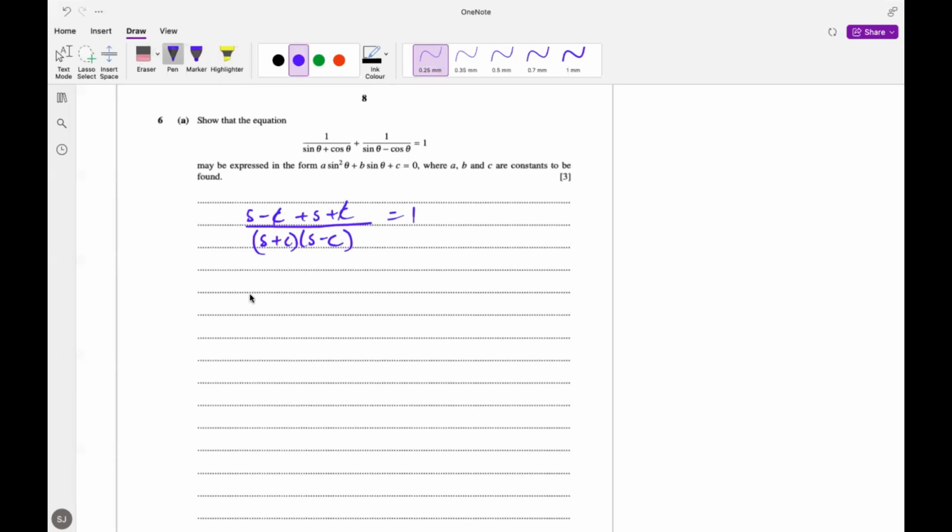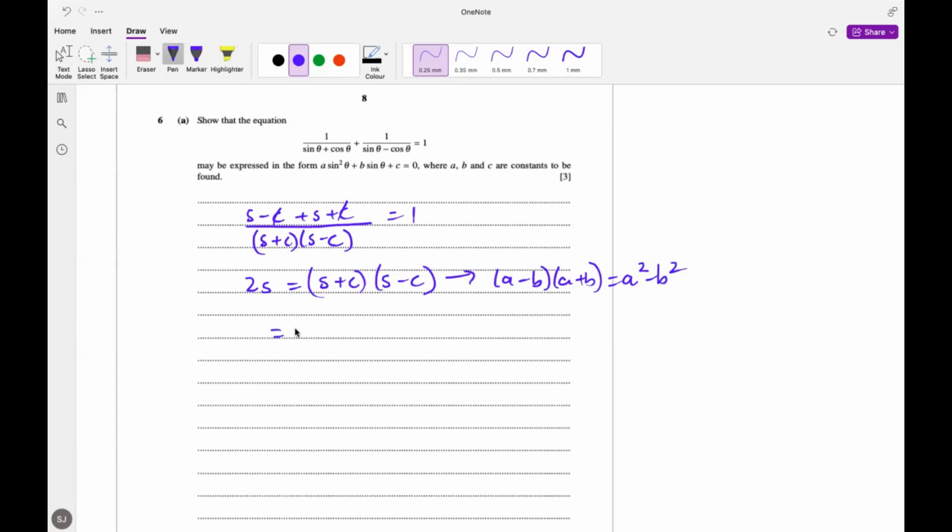Minus cos and cos will cancel, so this will be sine plus sine, which is 2 sine. Sine plus cos and sine minus cos will multiply by 1, so it will remain as it is. We can simplify this using the expression (a minus b)(a plus b), which is equals to a squared minus b squared.